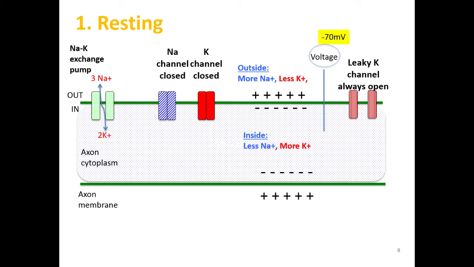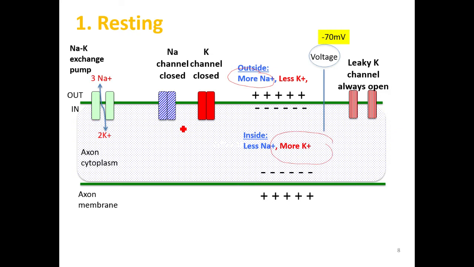Before we discuss how an action potential is generated in an axon, let's see an axon at rest. At rest, when there is no stimulus present, there is an unequal distribution of ions on both sides of the axon membrane. There are more sodium ions outside and more potassium ions inside.